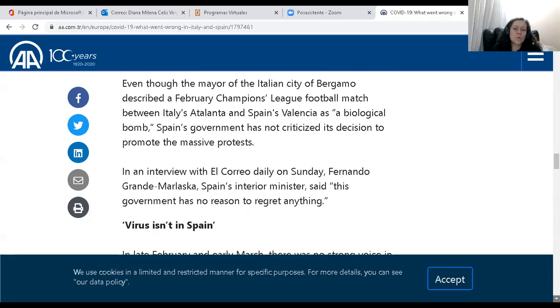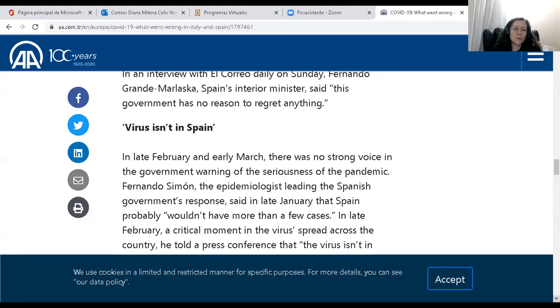In an interview with El Correo Daily on Sunday, Fernando Grande-Marlaska, Spain's interior minister, said, "This government has no reason to regret anything."